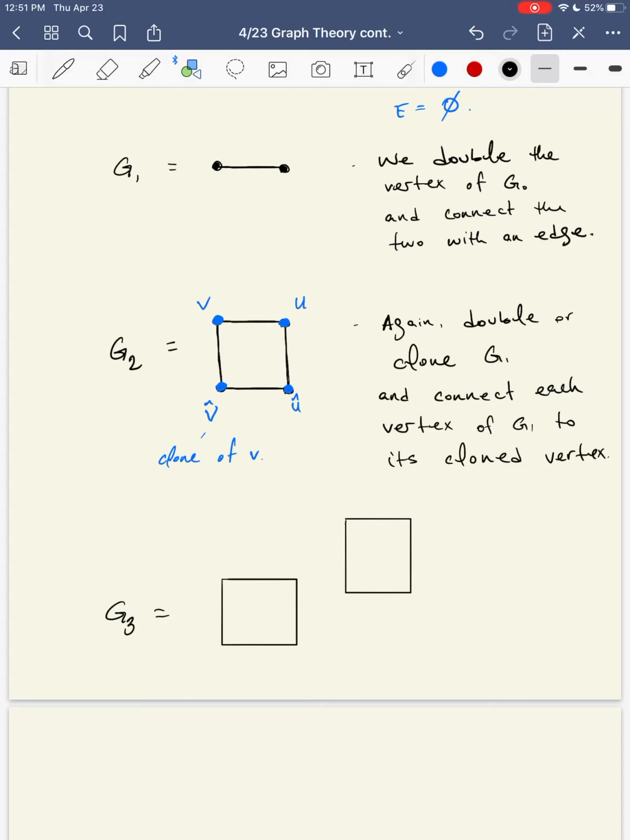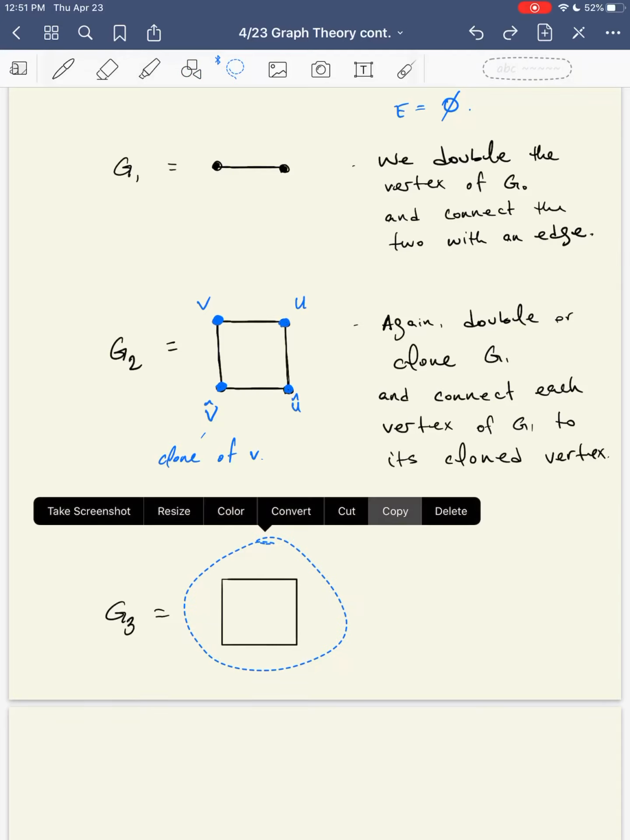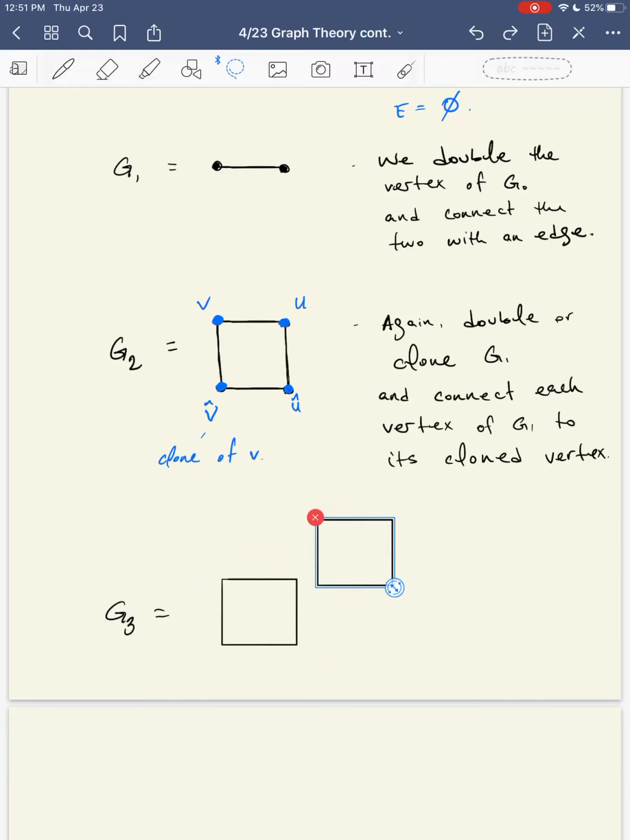Maybe your doodling tendencies are striking up now. So if I clone the square and I put it there, and now here I have, maybe I'll call this 1, 2, 3, and 4, and when I clone them, I get 1 hat, 2 hat, 3 hat, and 4 hat.